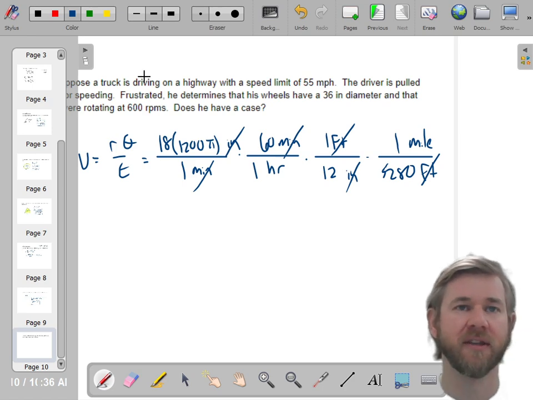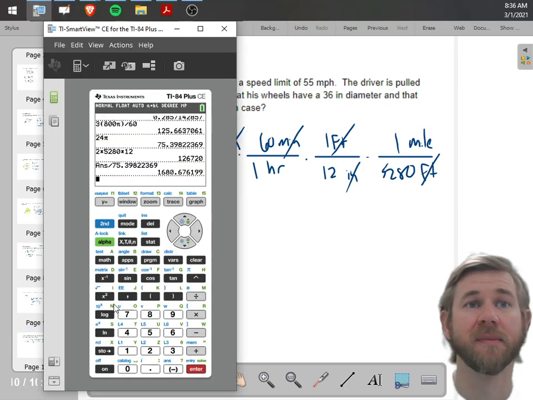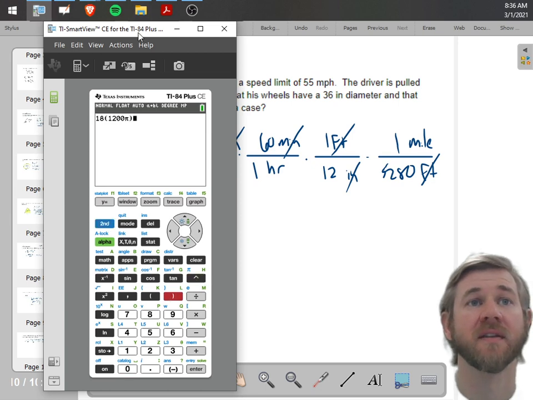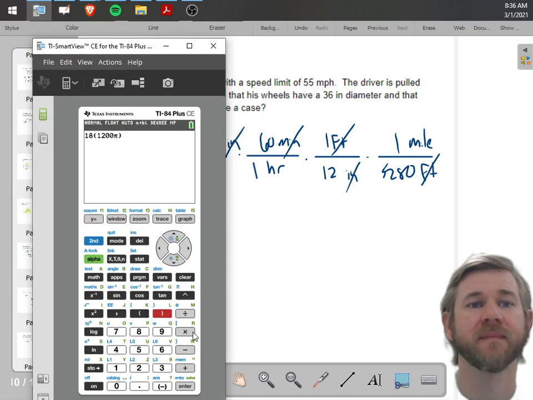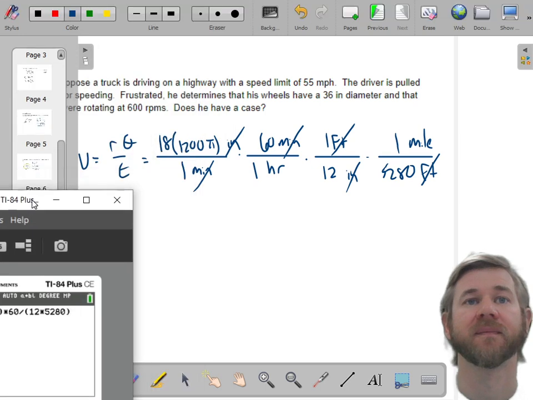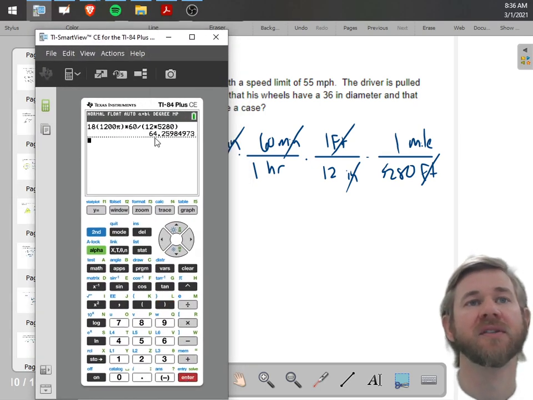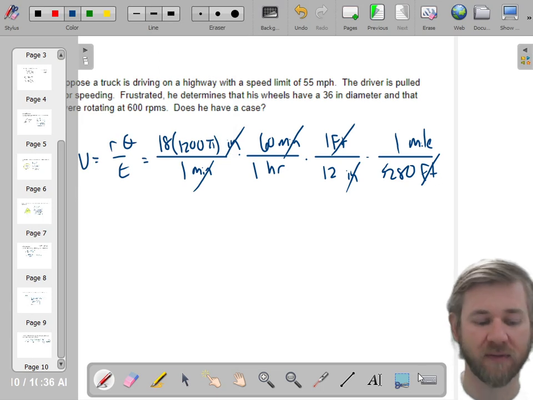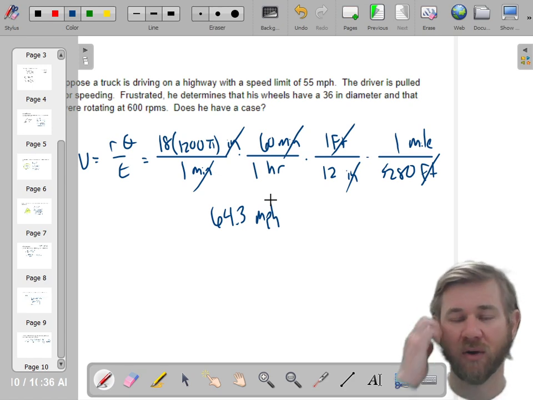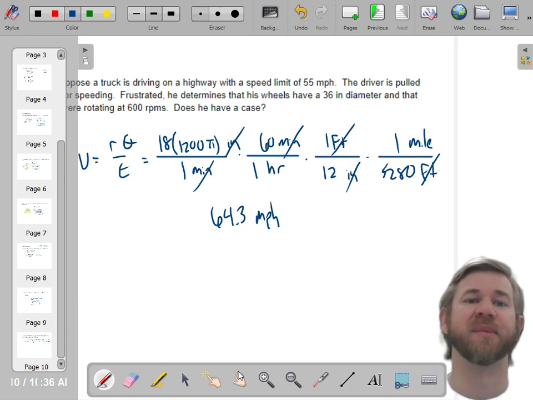So now I can type all this in my calculator. It's going to be 18 times 1200 pi. Is that everything in the top? 18 times 1200 times 60, divided by, and when you do this, make sure that you put all those values in the denominator. 12 times 5,280. Is that everything in the bottom? Yep. And I get 64.3. So this is 64.3 miles per hour.